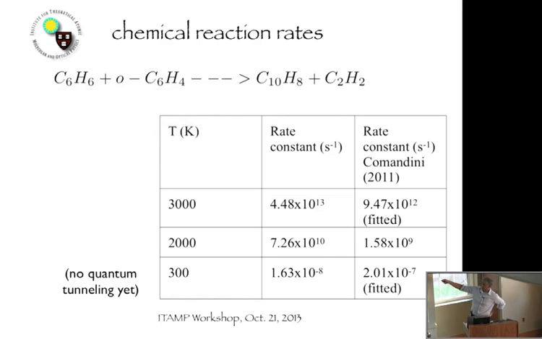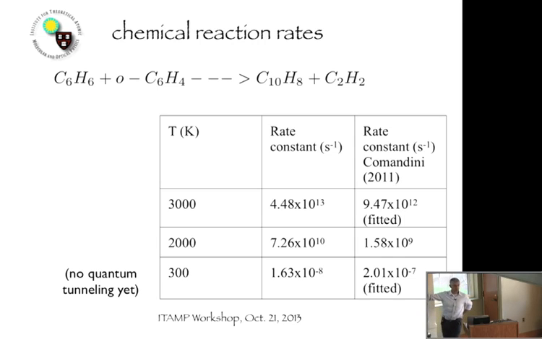And then we calculated some rate constants at 3,000 degrees. This is a rate constant per second. It's about 4.5 times 10 to the 13. In this calculation of Comandini in this physical chemistry journal, they calculated at 2,000 degrees, but I don't know how my student fitted it, because maybe there were some other data points, but I'm not sure. Anyway, it's about 10 to the 13, so there's a factor of 4.5 or so. At 2,000 degrees, we get about 7 times 10 to the 10, and at 300 degrees, we get 1.63 times 10 to the minus 8.